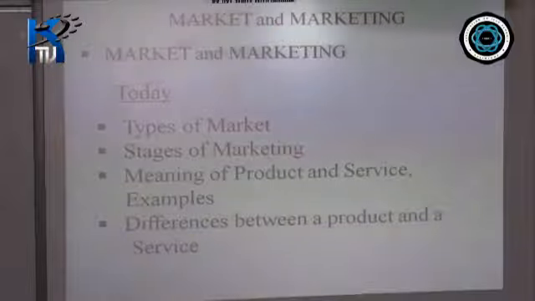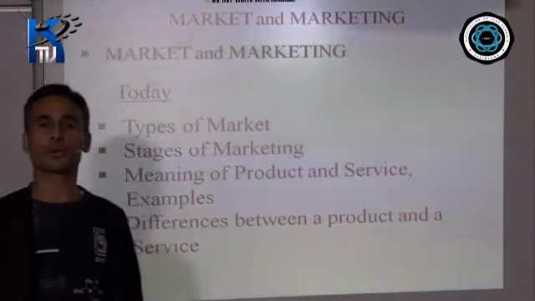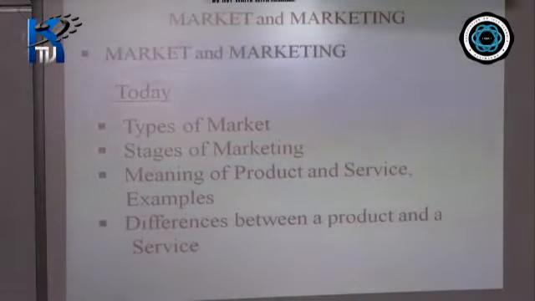Then, the differences between a product and a service, and this is what you have to study even for your ICSE exams. So now, without delaying, we go into the chapter.